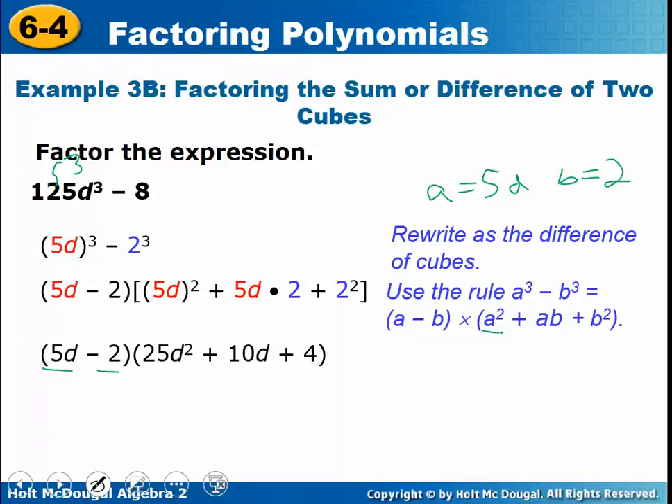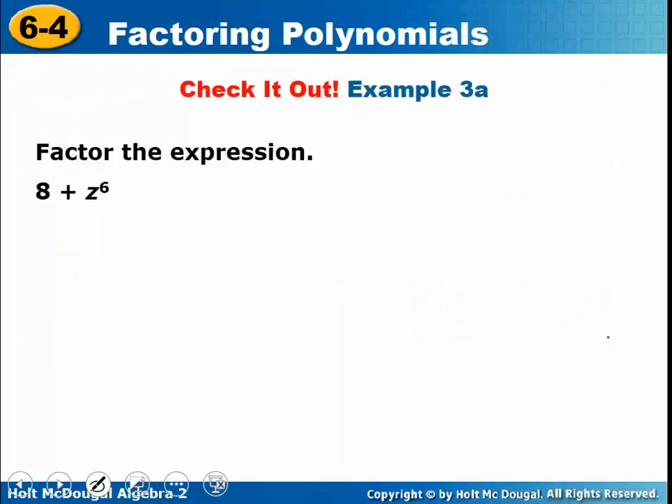And then a squared, the answer is not 5d squared, it's 5d, the whole thing squared. So 5d squared would be 5 squared is 25, d squared is d squared. Plus a times b, so that's 5d times 2, and you multiply the 5 times 2 and get 10d. And then plus b squared, and b is 2, so 2 squared is 4. And then we check to see if we can factor any more.